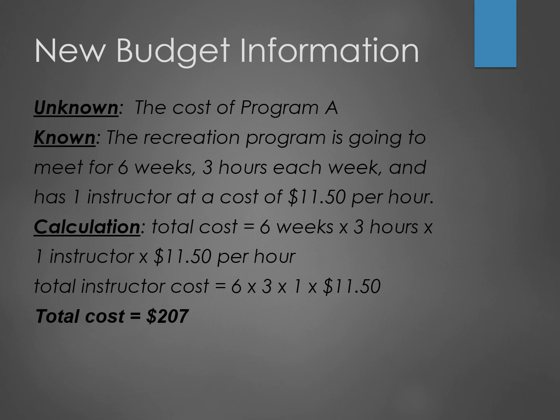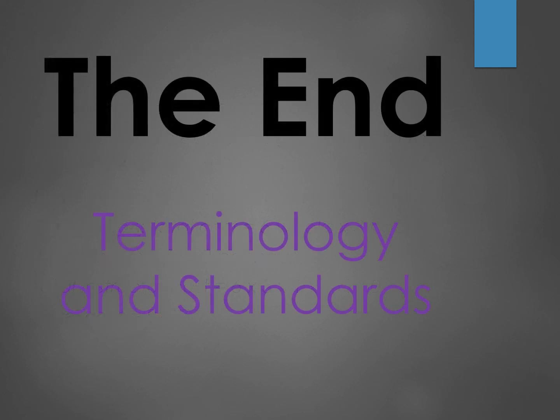All right, let's take an example here. We're going to call this Program A. What we don't know is the total cost of Program A, so this is going to be considered new budget information. What we do know about Program A is it's going to meet for 6 weeks at 3 hours per week. And with one instructor, it's going to cost us $11.50 per hour. So basically what we're looking at is 6 weeks times 3 hours times one instructor times $11.50 per hour. And what we'll get is a total cost of $207. So this will give us an idea of about how much this new program will cost us. And that concludes the terminology and standards part of our discussion here.